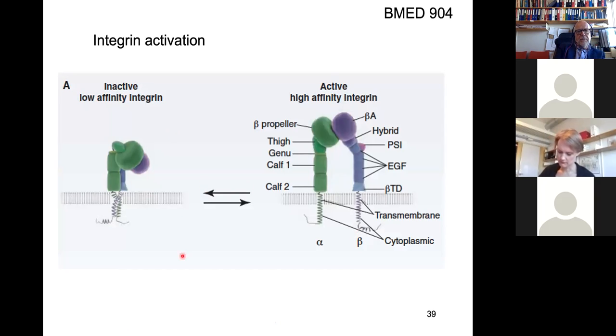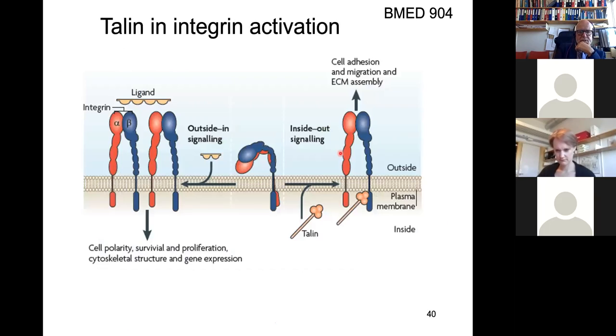Both talin and kindlin are involved in integrin activation. That is taking the integrin from this stage to this stage. And how do they do this? Well, talin binds to what's called the membrane proximal conserved NPXY motif of the beta subunit, and this leads to integrin activation.